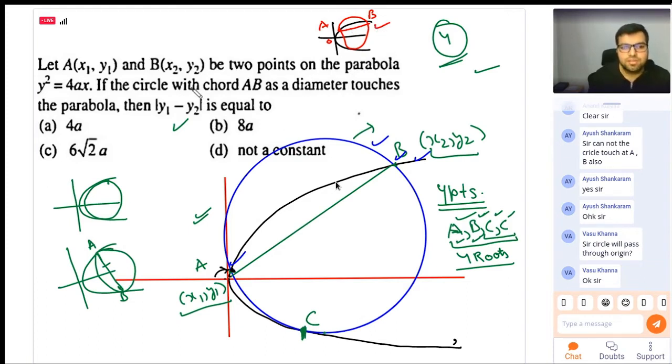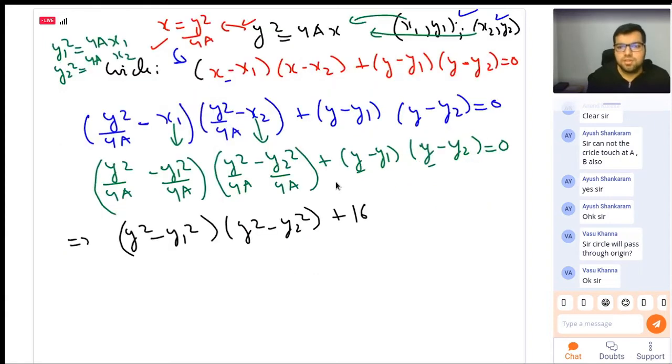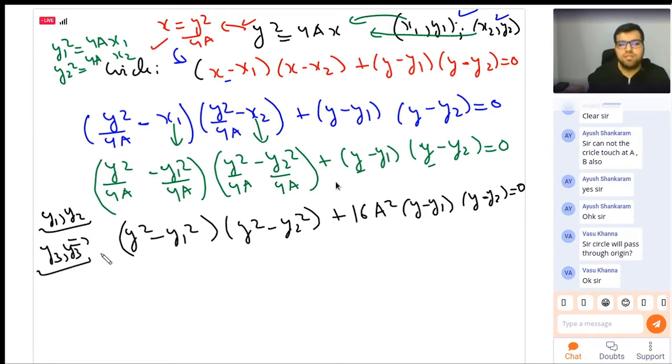So coming to solving this. So we will keep on solving this. This becomes 16a square (y minus y1)(y minus y2) equals 0. So we have to keep in mind every time that this is a biquadratic in y, a 4th-degree polynomial, and here say y1 and y2 will be two roots of this 4th-degree polynomial, and the third and fourth roots will be the same, say y3, y3. Okay, this we have to constantly keep in mind while solving this.